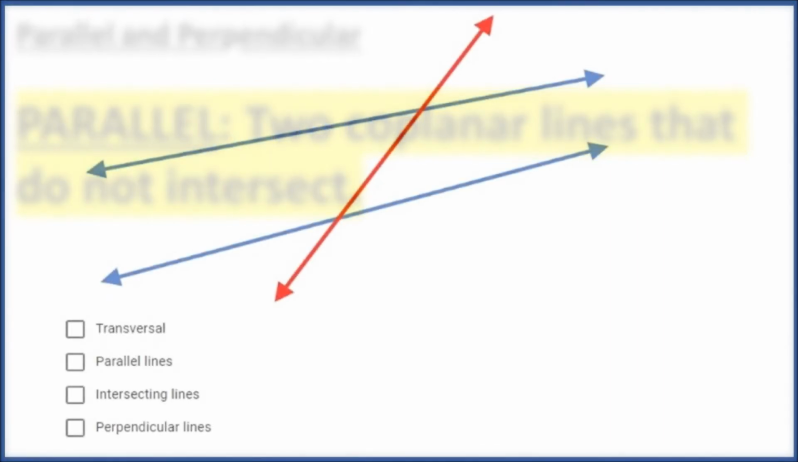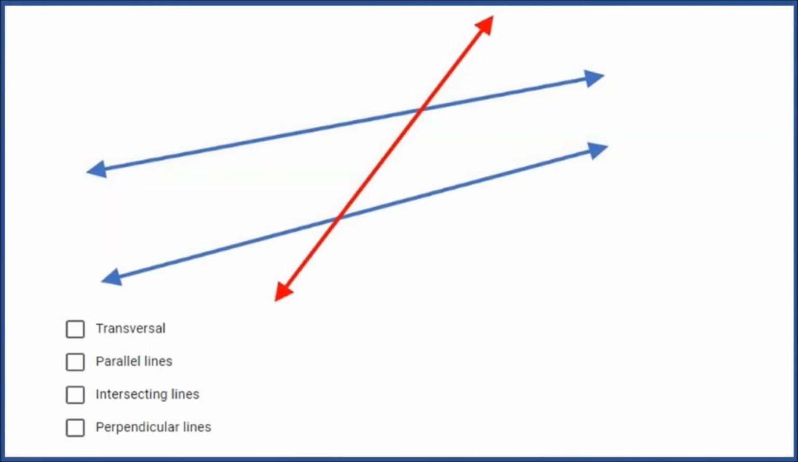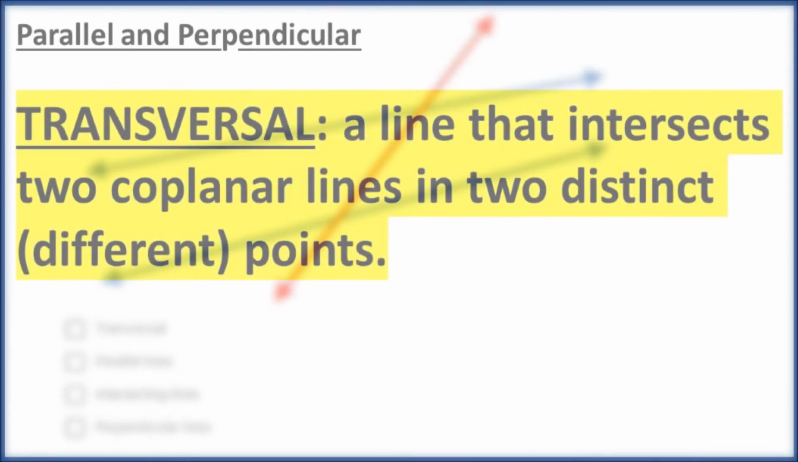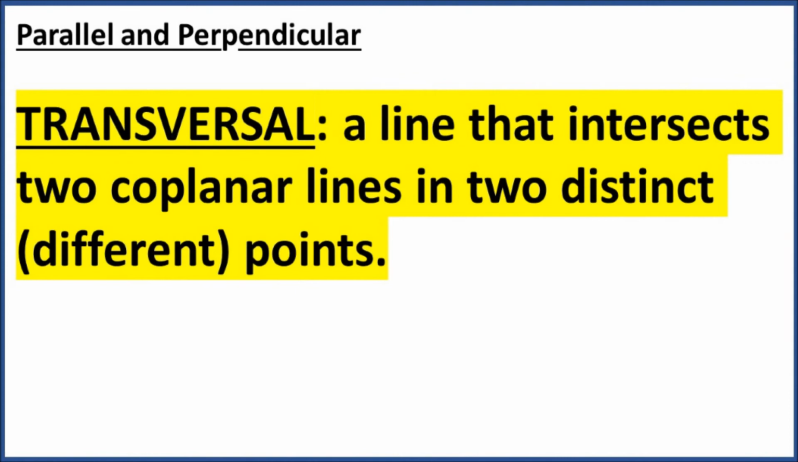Next question. This symbol here, or this diagram here, or this illustration here, represents what? A transversal, parallel lines, intersecting lines, perpendicular lines. Now, intersecting lines would be a good answer, but a better one would be transversal, which is a line that intersects two coplanar lines in two distinct or different points.